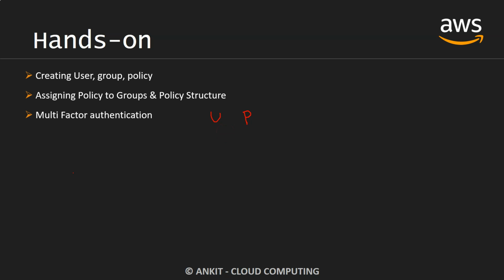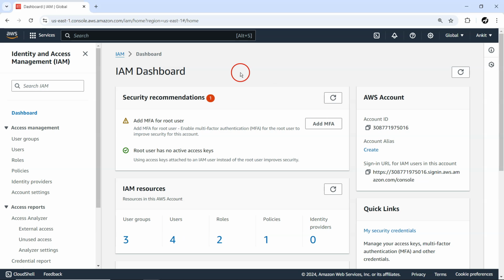Okay, so let me go to my AWS dashboard, and I would say the IAM dashboard. You can see, as part of the security recommendations, the very first recommendation they have provided is to add multi-factor authentication for the root user. So at least at the root account level, this MFA should be enabled. Currently it's not enabled, so that's a security recommendation.